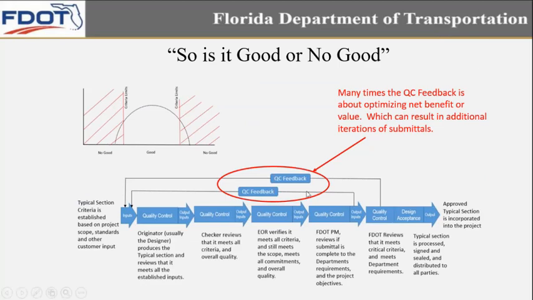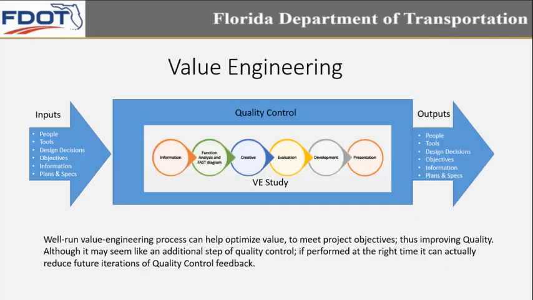These feedback loops you're seeing here, if a well-run value engineering process was conducted early on, and you have a little bit better look that you've optimized your design, it can often avoid some of these QC feedbacks that take place later, which really are often about optimizing benefit and value.